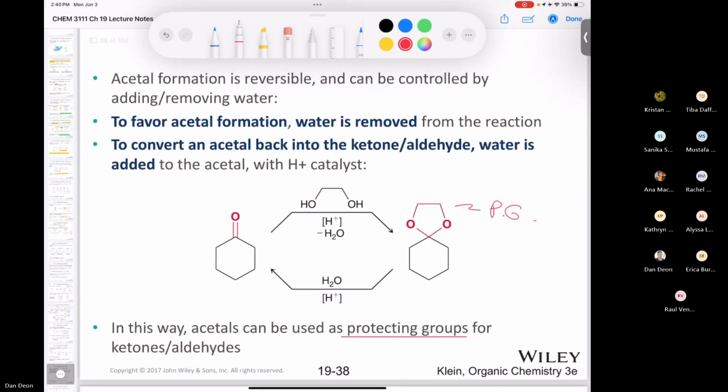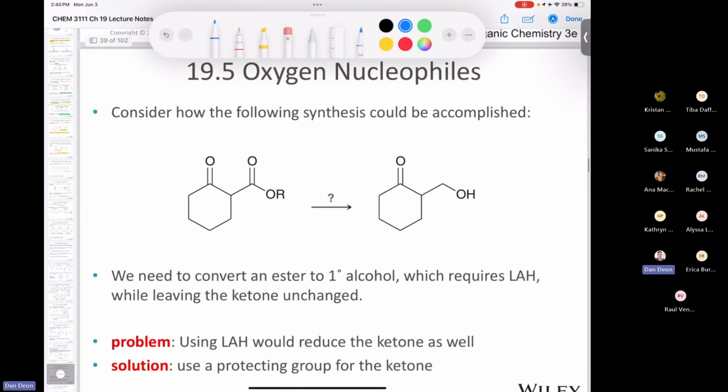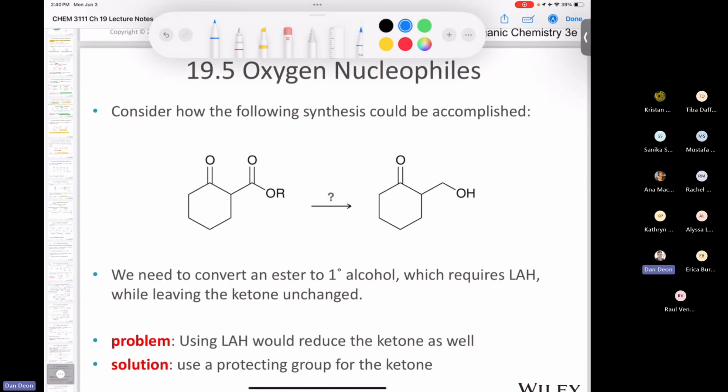Now remember, the reason we learned acetal formation at the beginning of this chapter is because acetal formation only works with aldehydes and ketones. It doesn't work with esters and carboxylic acids. So that's going to be useful if you want to do a reaction like this one. Here we have a ketone, and here we have an ester. Now, what if I wanted to reduce only the ester? Now, remember, we talked about the reduction of an ester with lithium aluminum hydride. We talked about that way back in chapter 12.